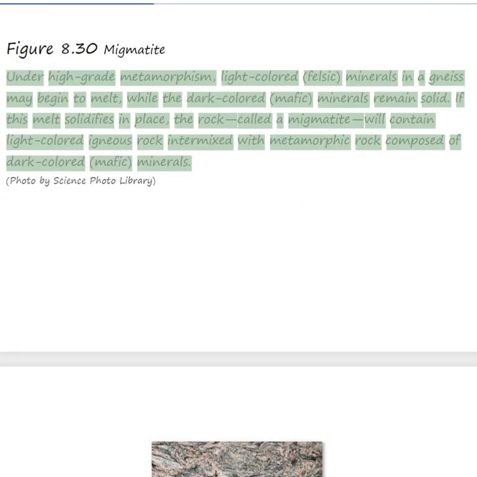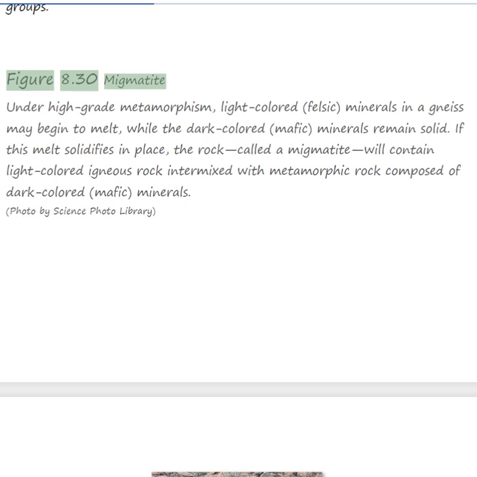Under high-grade metamorphism, light-colored minerals in a gneiss may begin to melt, while the dark-colored minerals remain solid. If this melt solidifies in place, the rock, called a migmatite, will contain light-colored igneous rock intermixed with metamorphic rock composed of dark-colored minerals. Figure 8.30 Migmatite.